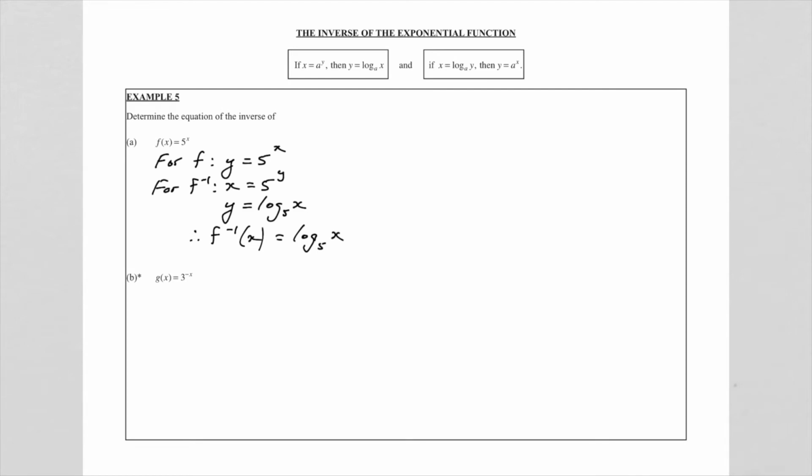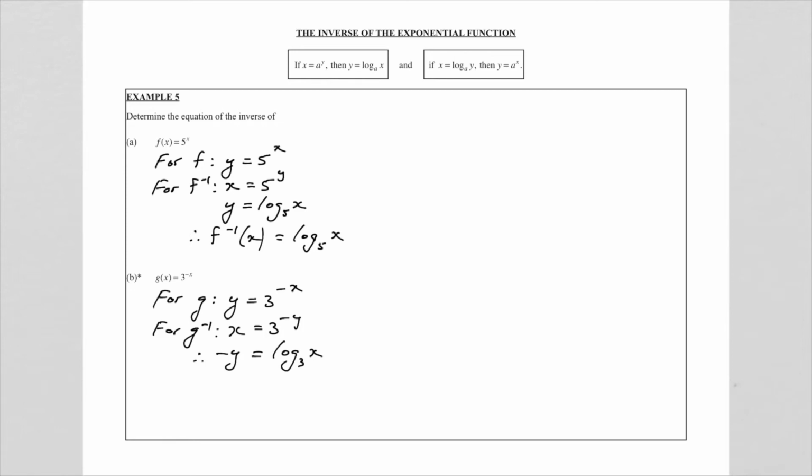So I'm going to say that for g, y is equal to 3^(-x). And then when I go for the inverse of g, I'm going to say that x is equal to 3^(-y). Now we're going to use this definition again, like we did over here. And that will give us that negative y is equal to log x base 3.